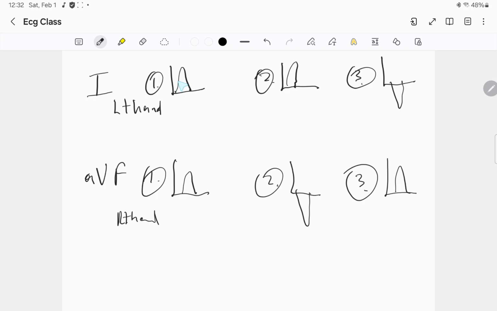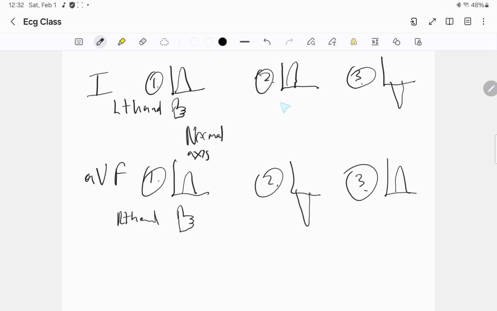So in lead 1, it's upright, so that's a thumbs up for my left hand. And in AVF, it's upright, so that's a thumbs up for my right hand. So this has got to be normal, right? Two thumbs up is good. You're A-OK. That's normal. Okay, let's look at example 2. Normal axis.